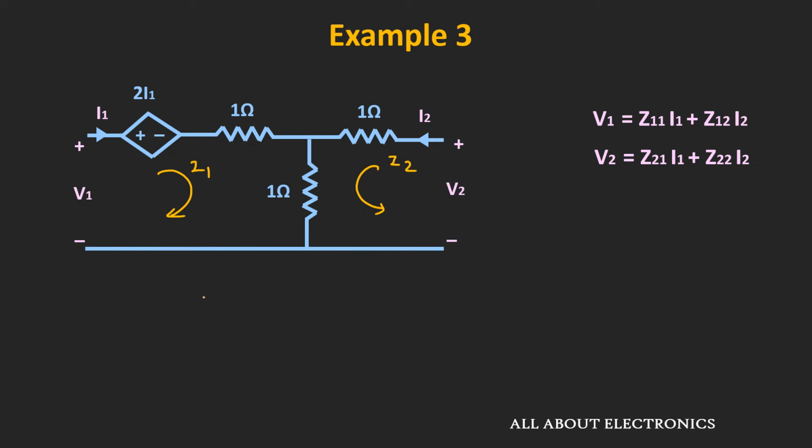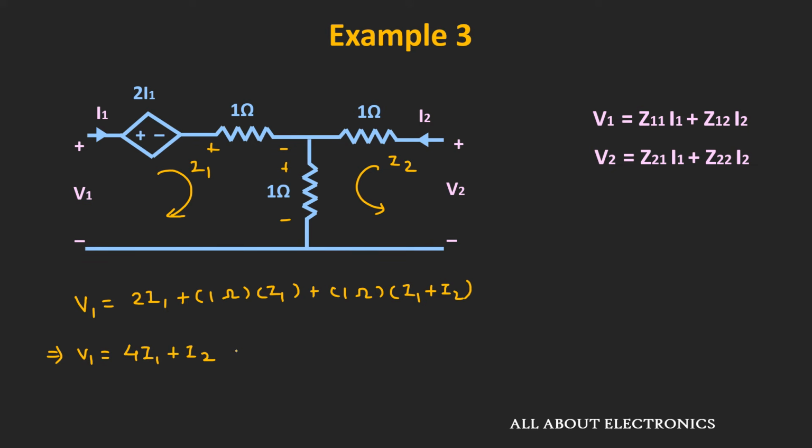So for that, first of all, let us write down the KVL equation in this first loop. So applying the KVL, we can write voltage V1 is equal to 2I1 plus 1 ohm times I1 plus 1 ohm times (I1 plus I2). That means V1 is equal to 4I1 plus I2. So if we compare this expression with the first expression, then we can say that here Z11 is equal to 4 ohm while Z12 is equal to 1 ohm. Similarly, now let us write down the KVL equation in the second loop.